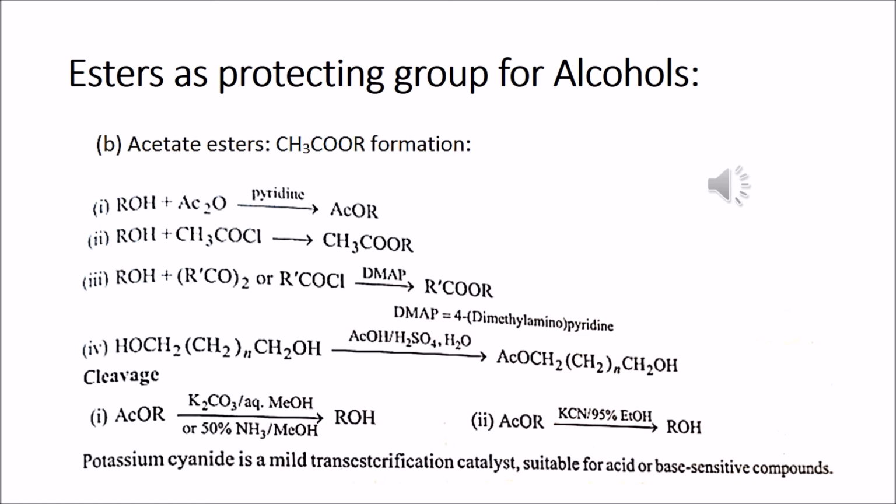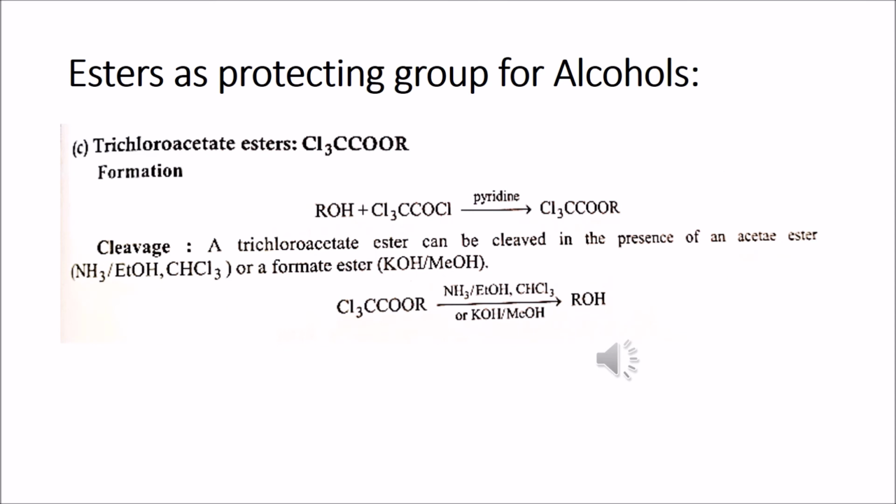Potassium cyanide is a mild trans-esterification catalyst suitable for acid or base sensitive compounds. Here trichloroacetate ester formation is given, where alcohol is treated with trichloroacetyl chloride in the presence of pyridine.